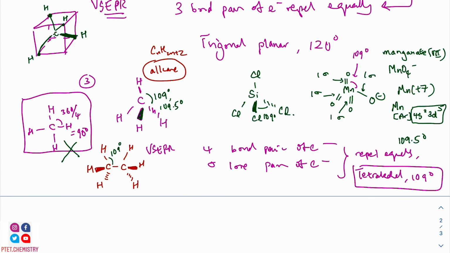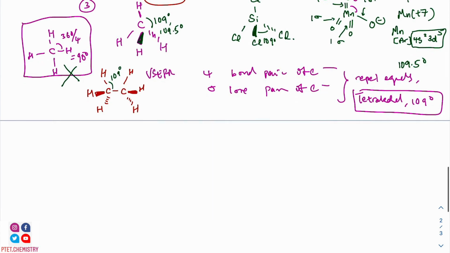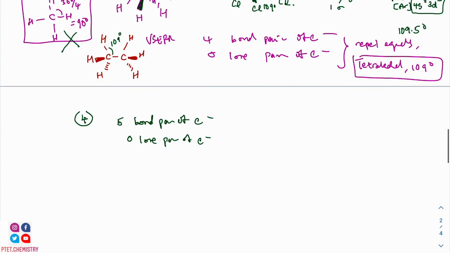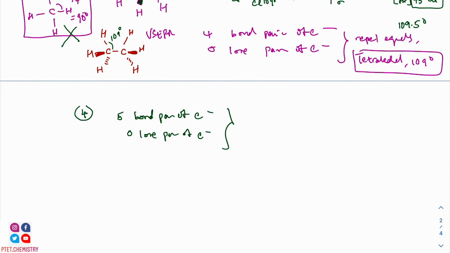Okay, so I'm just going to cap this off with the idea of 5 bond pairs of electrons and 0 lone pairs of electrons. In reality, when you have 5 bond pairs and 0 lone pairs, you can do a couple of things. But in the context of A level, they simplify it to only one geometry that you need to know, which is essentially the trigonal bipyramidal geometry.